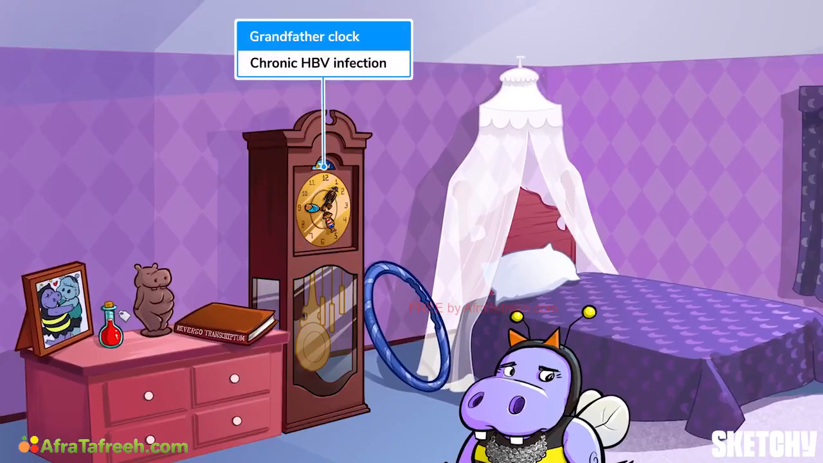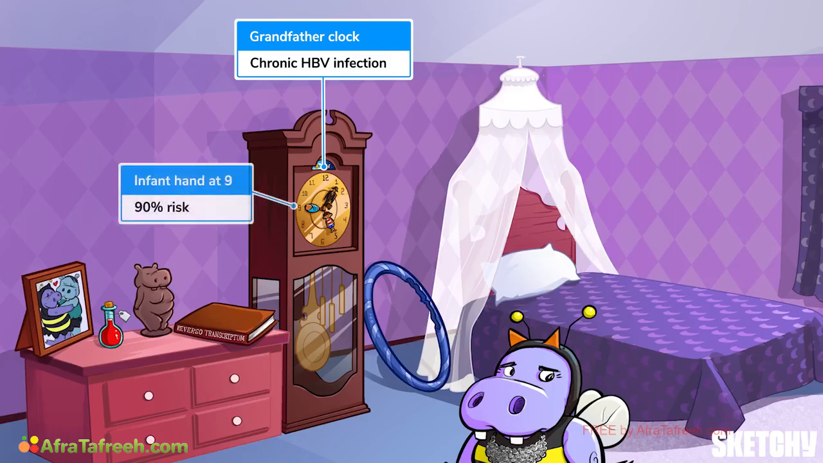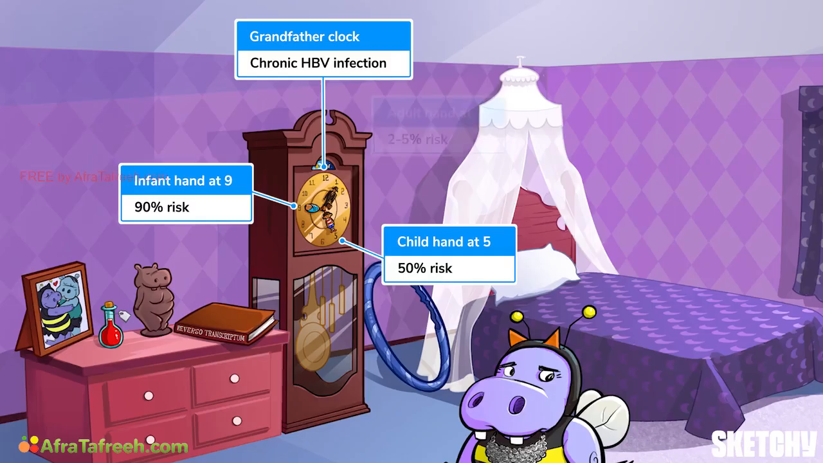To help you remember this, we'll use our grandfather clock, our recurring symbol for chronic conditions. Among infants, 90% go on to develop chronic hepatitis B, which is why we have this baby-shaped clock hand pointing to the number 9. This little tyke represents the risk in children, which is pointing to 5 to remind you of the approximately 50% risk of chronic infection among children. And then adults have the lowest risk, so this fully adult-looking clock hand is pointing to the 2. Among adult patients, there's only about a 2 to 5% or maybe even lower risk of developing chronic HBV infection.